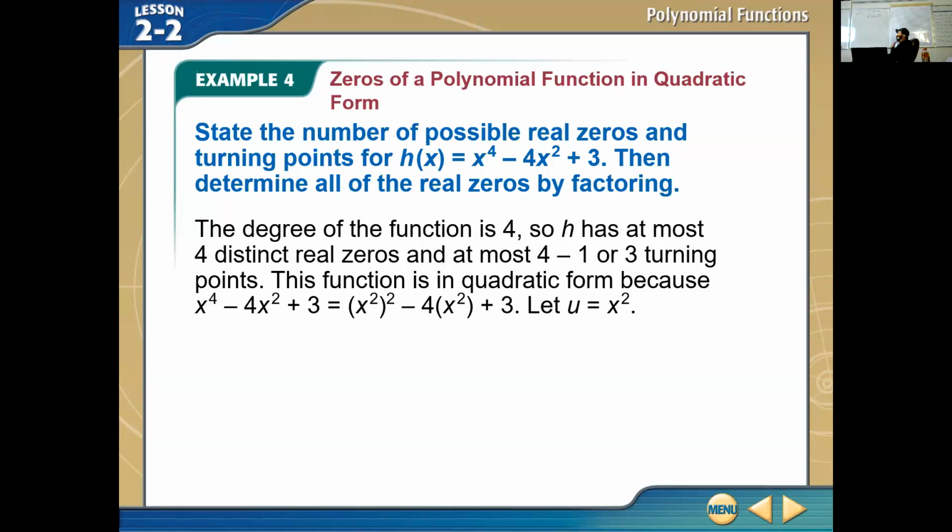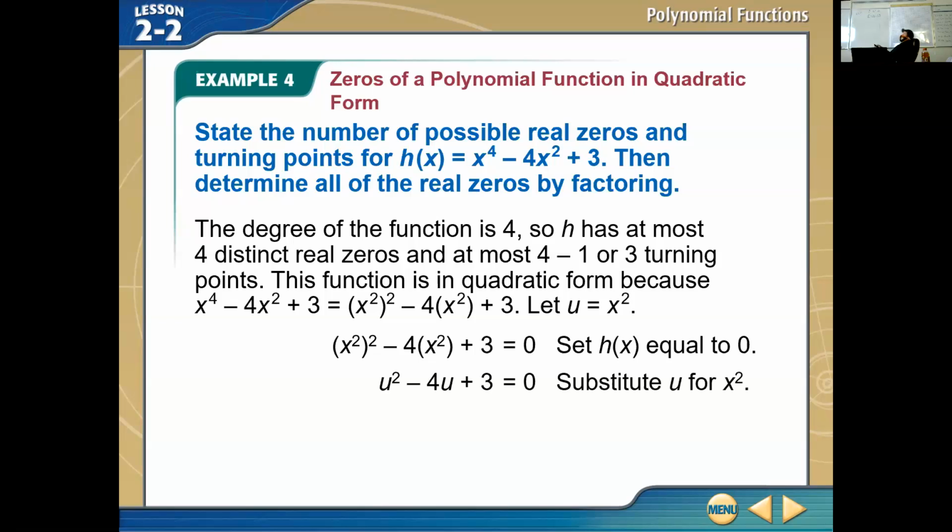This function is in quadratic form because x to the fourth minus 4x squared plus 3 can be rewritten as x squared, squared, minus 4 times x squared, plus 3. And we're letting u equal x squared, exactly like we just did. So first step, they set it equal to 0. Then they substitute u for x squared. So x squared squared is x to the fourth.